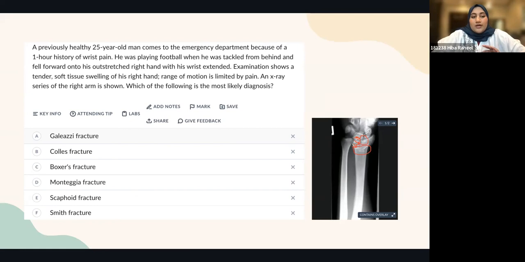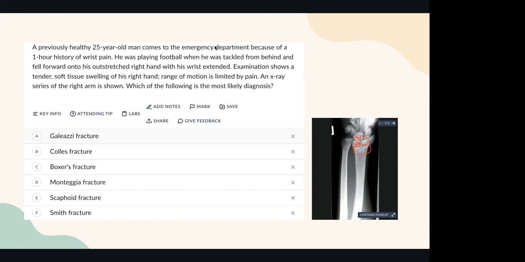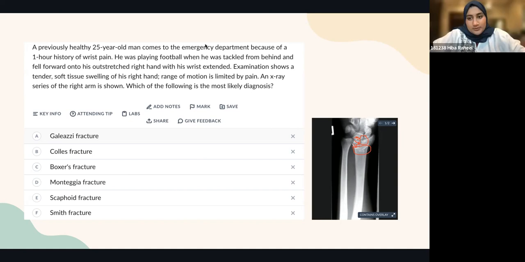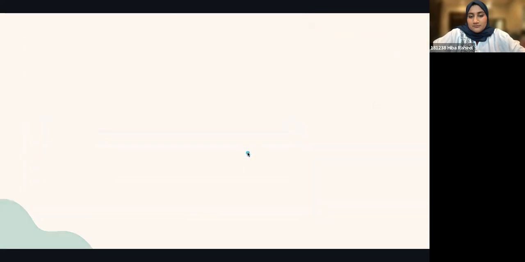So what kind of fracture did we just talk about? Distal fracture of the radius. What fracture is this? Colles fracture. Yes, excellent. The dinner fork deformity. Okay, this is the dinner fork deformity. All right, let's move on to the next question.